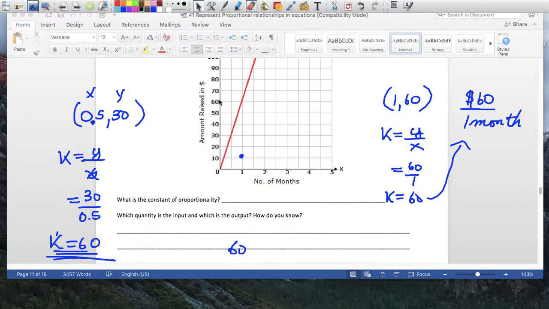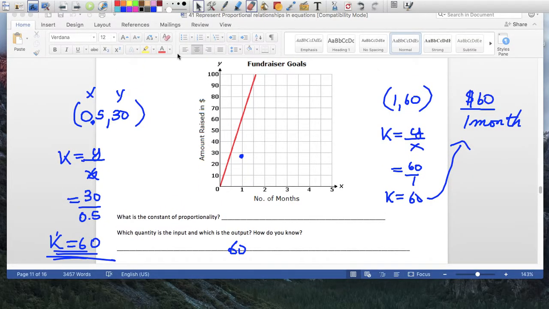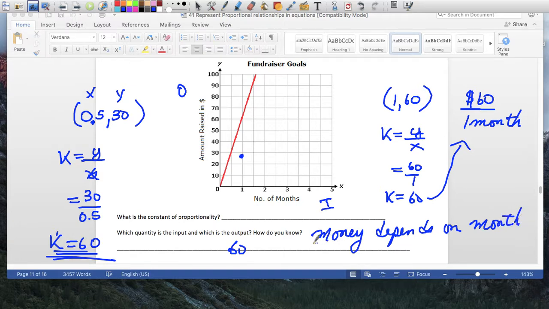Moving on, number 2: which quantity is the input and which quantity is the output? Well, the input is the month, and the output is the money, the total amount of money. Use the sentence, the money depends on the months. So this makes this my dependent and this my independent. Remember, dependent is my y, my total, my result, and independent is my x. And that's how I know.